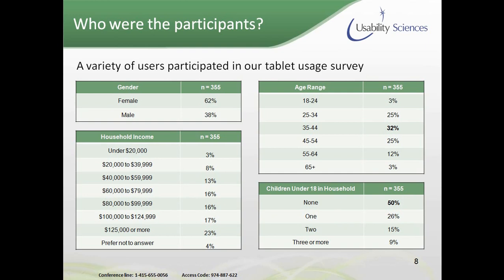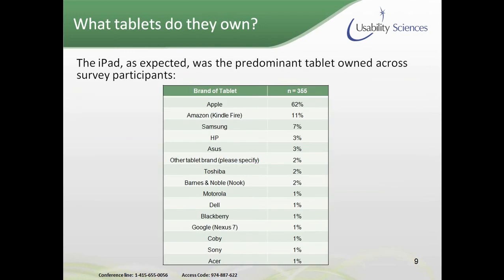So what sort of devices or tablets are users purchasing today? Well, of those that we recruited for this survey, a whopping 62% were Apple iPad owners. So as expected, iPad is the predominant tablet owned across survey participants, and I imagine that's true for the domestic United States. Amazon Kindle Fire came in at 11% of tablet owners, followed by Samsung at 7% and HP at 3%, as well as Asus. And then we've got some other brand names following here.